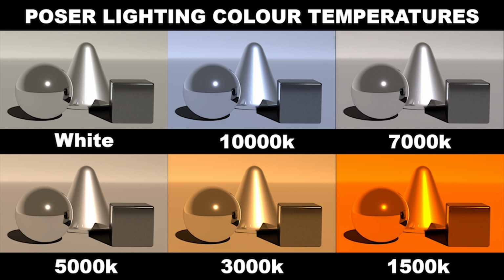What I find is that once you get above 10,000, increments of 1,000 or 1,500 don't really make a lot of difference on an actual scene. It works fine here where I've got chrome and stainless steel, but in an actual scene it doesn't really show up as a great deal of difference, although as you go really high it tends towards blue.